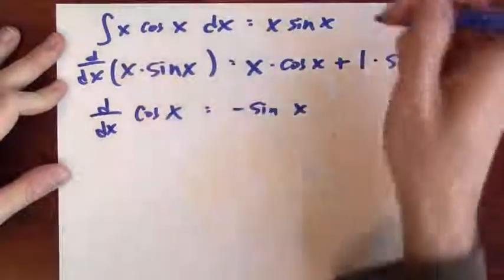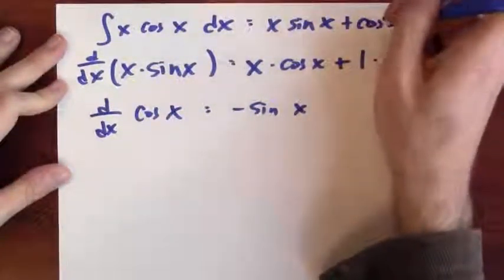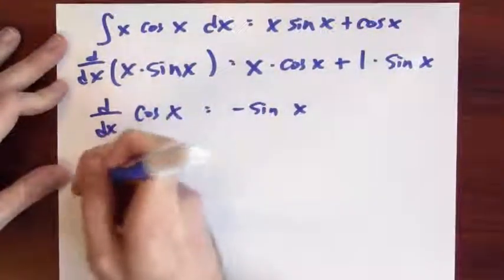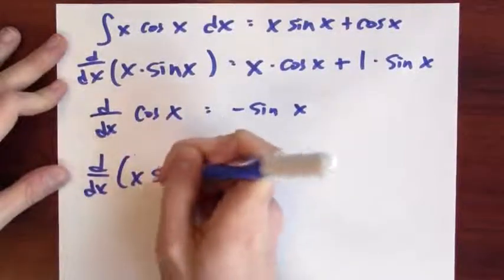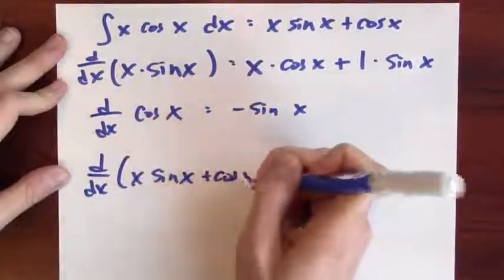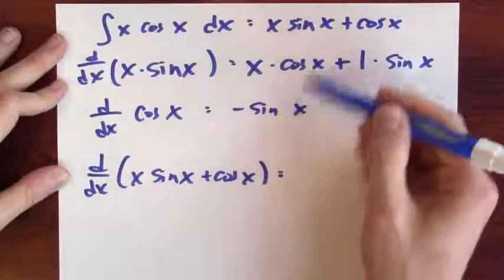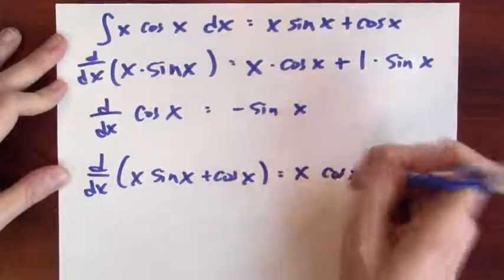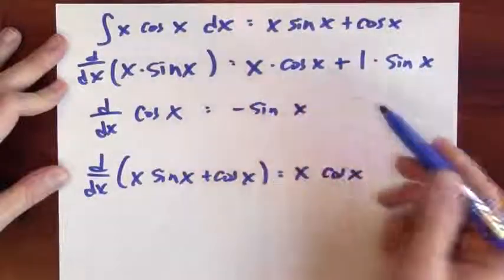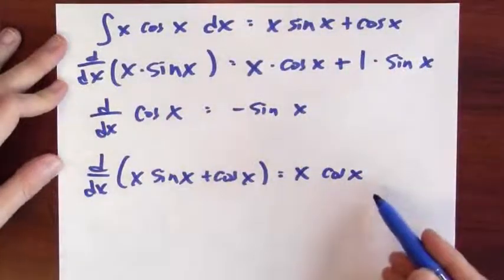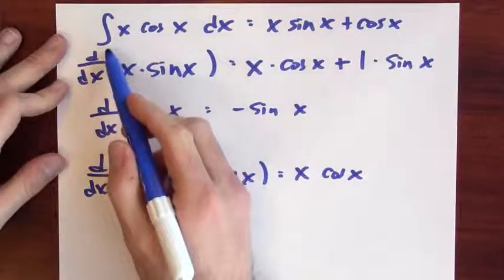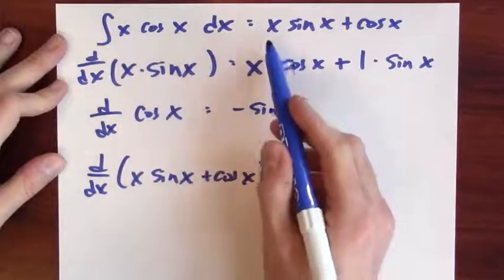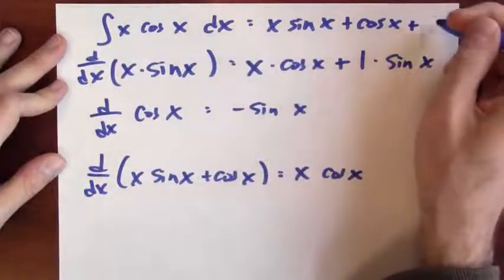So if I add these things together, what's the derivative of x sine x plus cosine x? Well, it's these two things added together, but that's x cosine x, which is good, plus sine x minus sine x. So it's just x cosine x. So that means the general antiderivative of x cosine x is x sine x plus cosine x plus some constant c. And yeah, we can see this in the graph.